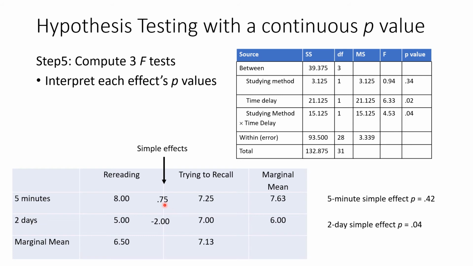This simple effect of 0.75 and this simple effect of negative 0.2 are different by 2.75. And that difference is unlikely to have occurred due to sampling error according to this p-value. That's telling you that you have a significant interaction. That says that the answer to the question, what is the best way to study, what is the best studying method, depends on the time delay.